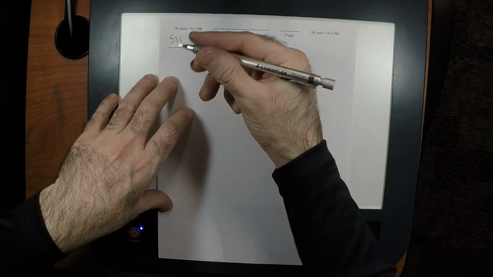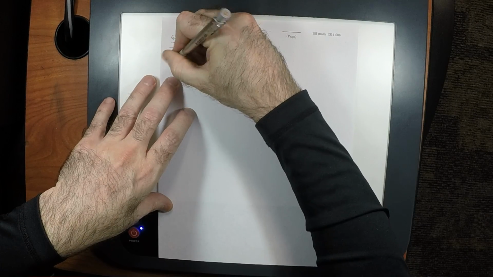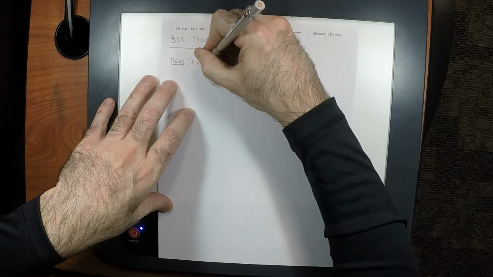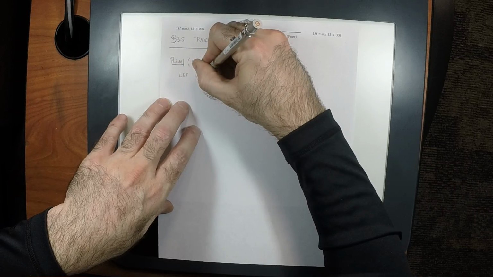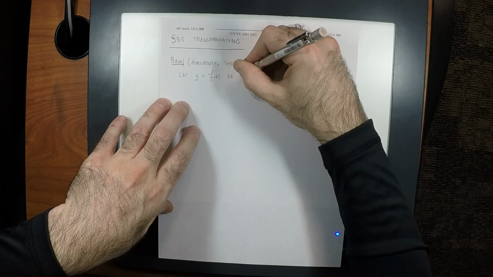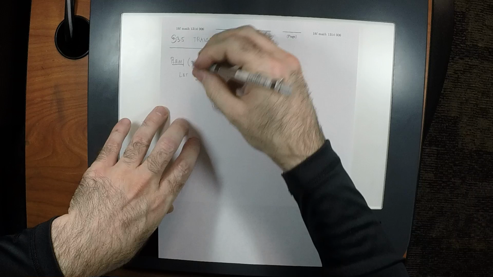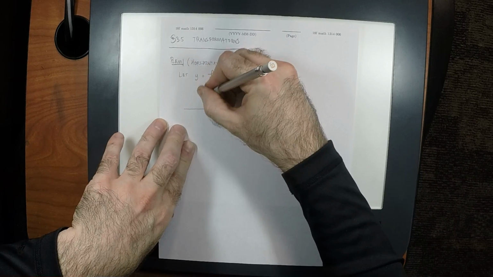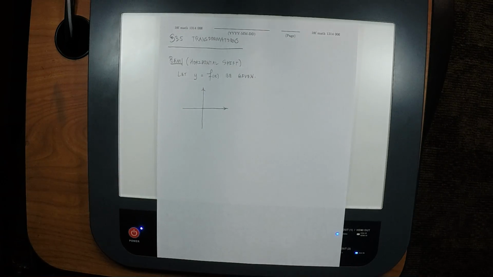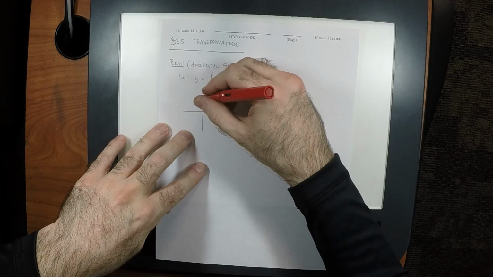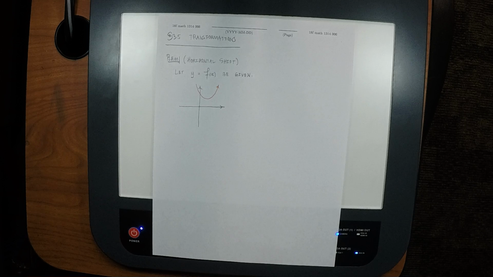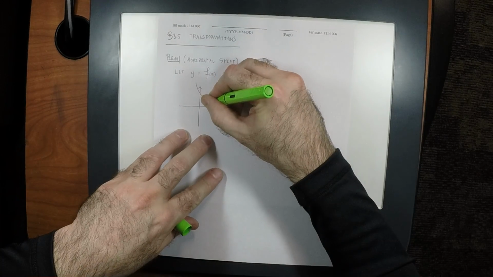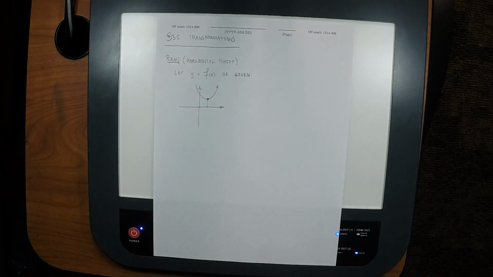All right. So here we go. This is a horizontal shift. So we could say let y is f of x be given. So if we were to look at the plot of y is f of x, suppose that the plot looks like that. That's like the plot of some kind of parabola or whatever. And that's the plot of y is f of x.